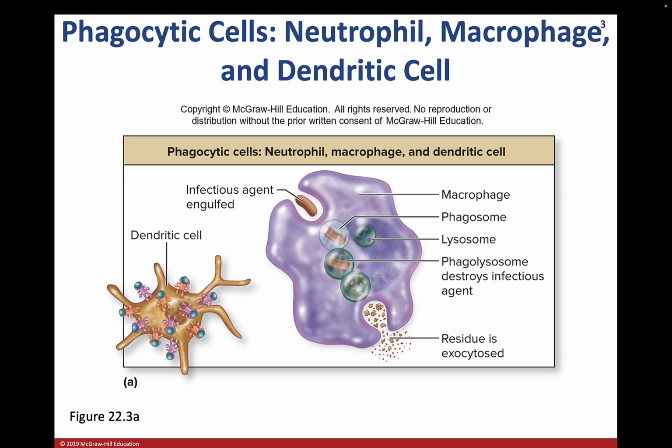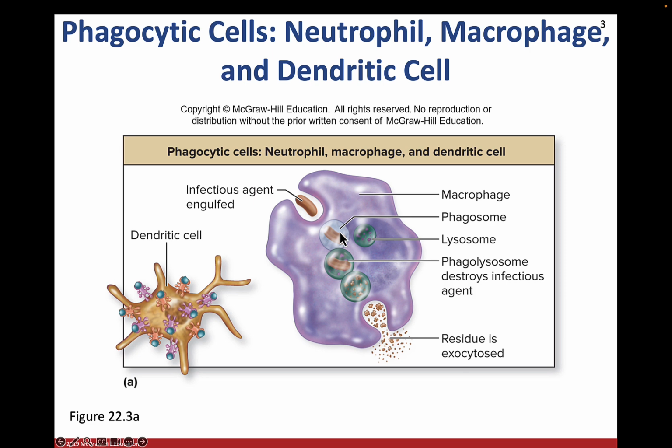So here we basically see a dendritic cell. We also see a macrophage. Remember, these are cells that work under this particular mechanism. Notice we have an infectious agent and it's actually being engulfed. Notice what happens. It creates an invagination within the cell membrane, and the membrane will close behind it, creating a vesicle known as a phagosome.